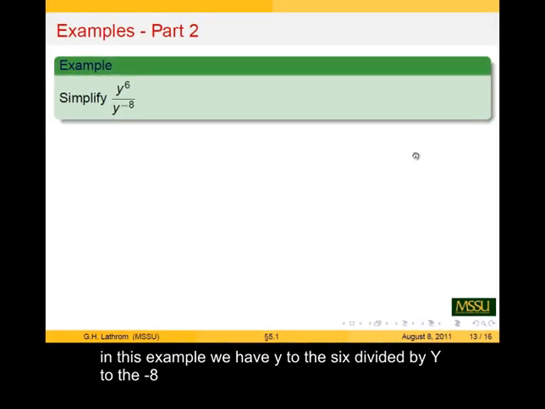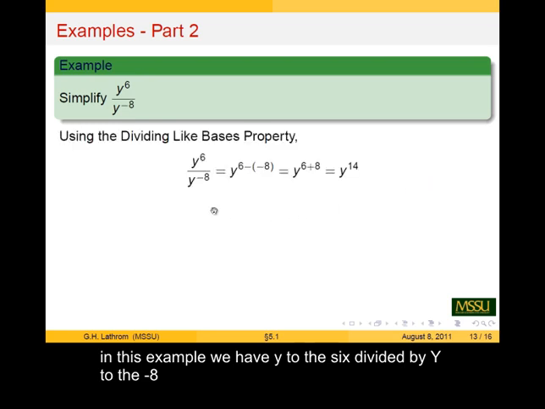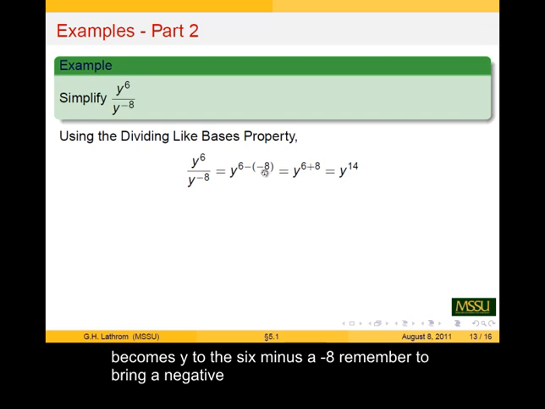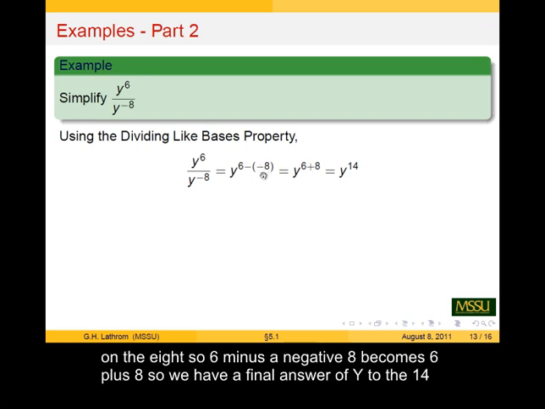In this example, we have y to the 6th divided by y to the negative 8. We can see that we can use the dividing like bases property so that we subtract the exponents. So y to the 6th divided by y to the negative 8 becomes y to the 6th minus a negative 8. Remember to bring the negative on the 8. So 6 minus a negative 8 is 6 plus 8. So we have a final answer of y to the 14th.